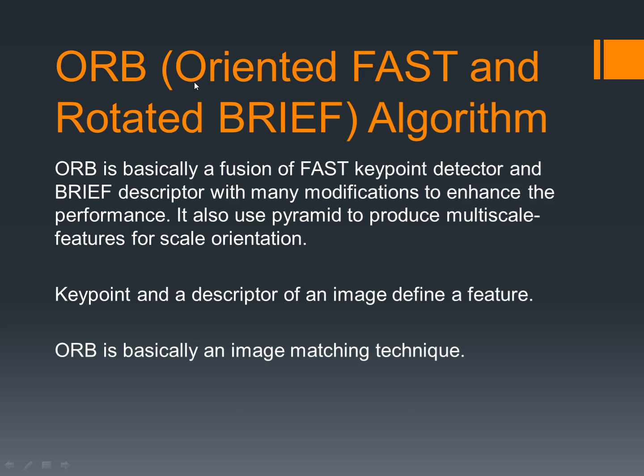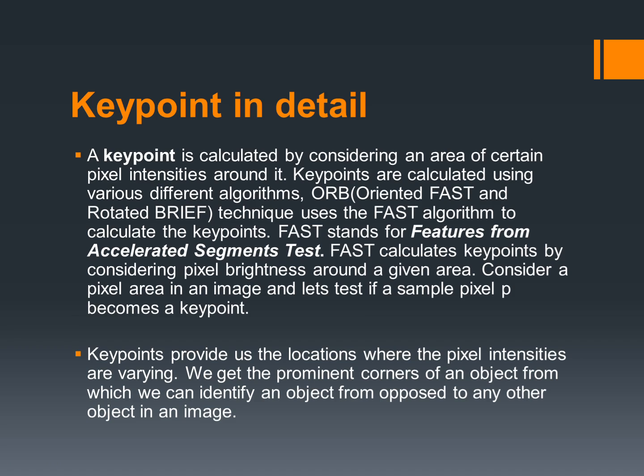Okay, so why didn't this work? A key point, as I've told you, is an area of certain pixel intensities around it, and the FAST algorithm considers the pixel brightness around that area. The key point is where the intensity variations take place. The FAST algorithm calculates key points by considering pixel brightness around an area: a pixel is there and 16 pixels are surrounding it.